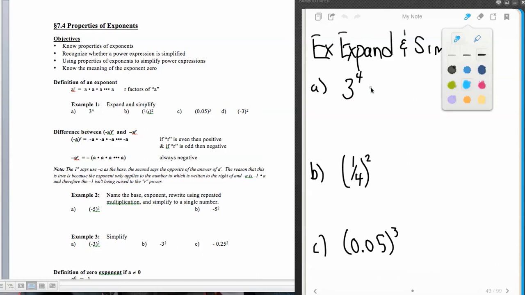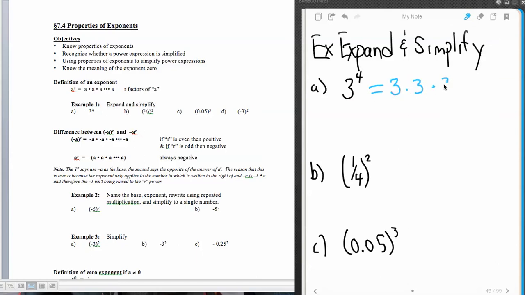Our first one, 3 to the 4th power, means 3 times 3 times 3 times 3, factors of 3 four times. So 3 times 3 is 9, and 3 times 3 is 9, and 9 times 9 is 81. So 3 to the 4th power is 81.